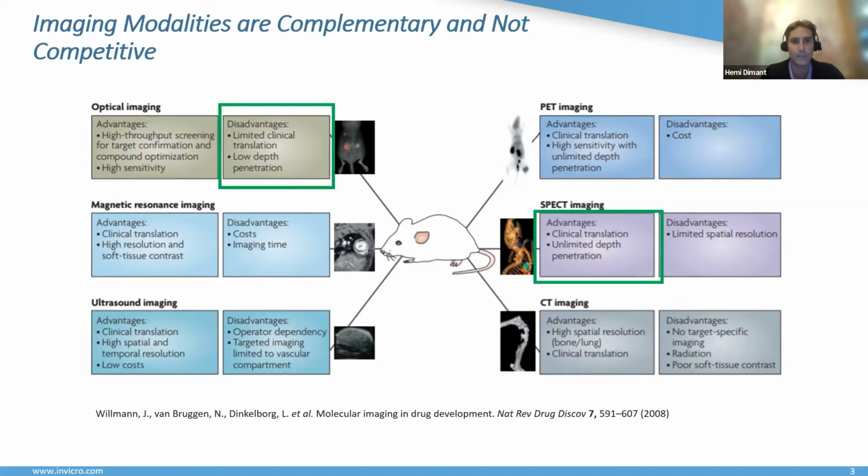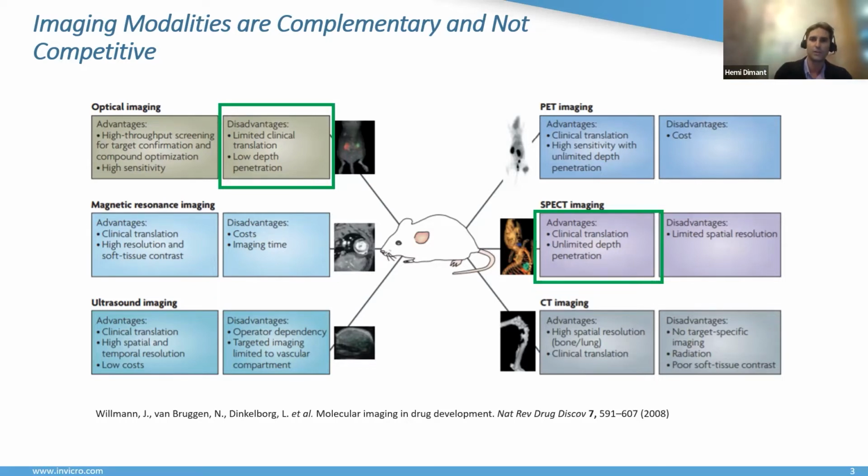For example, if you look at optical imaging, the disadvantages of optical imaging, the limited clinical translation and the low depth penetration, is the advantage of SPECT imaging. So I will be showing a study where we've done SPECT imaging to facilitate PK, to provide some information, but then also added another layer of data by conducting Cryo-Fluorescence Tomography.